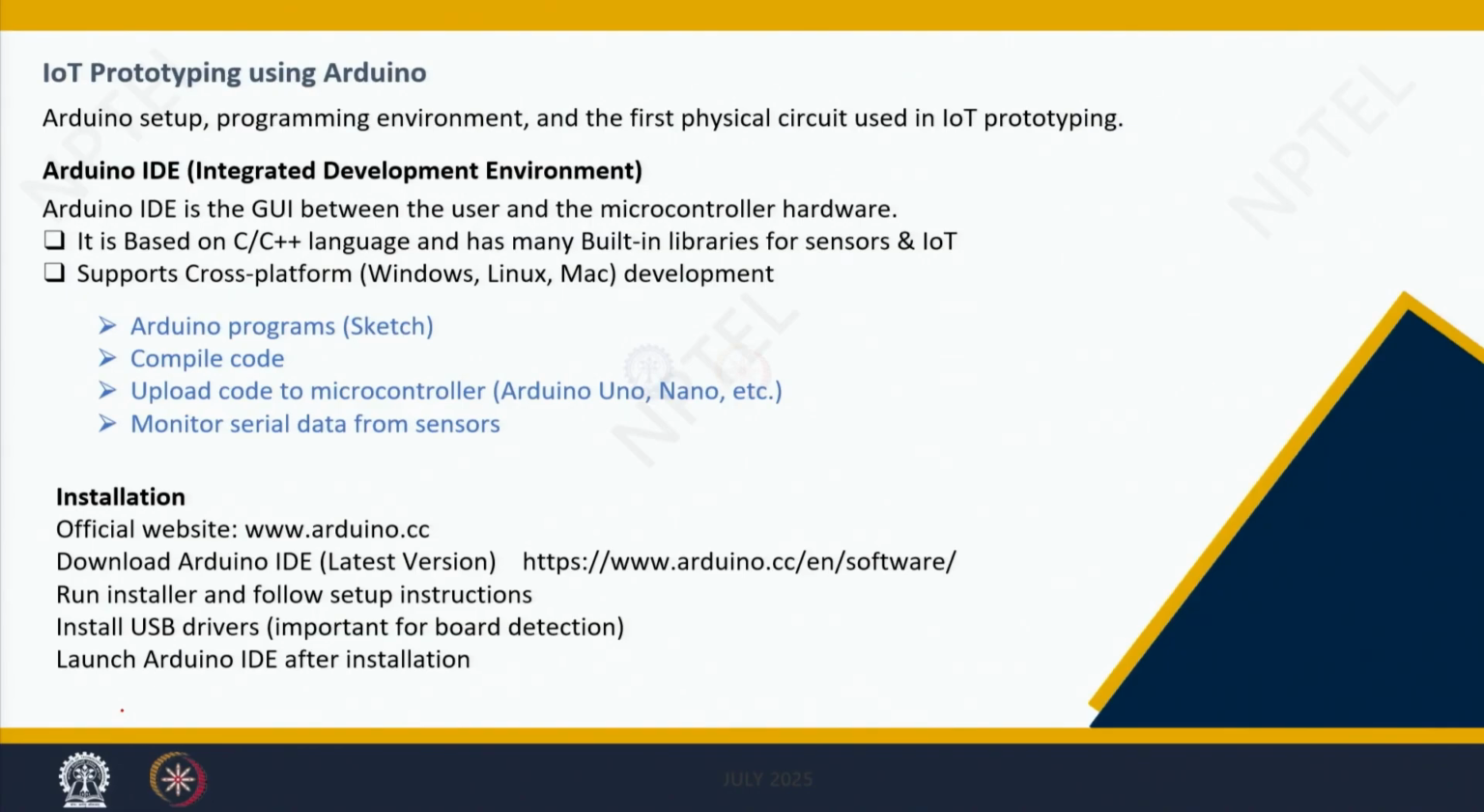So of course we have already learned how to write a bit of code in Arduino in the previous lecture, but here we will first install the Arduino IDE. That programming environment has to be first downloaded and set up, and we will build our first physical circuit using it, and that we can say would be our first IoT prototyping project.